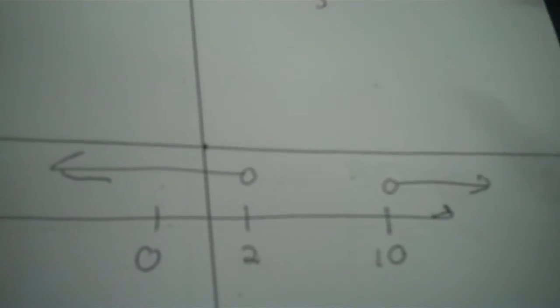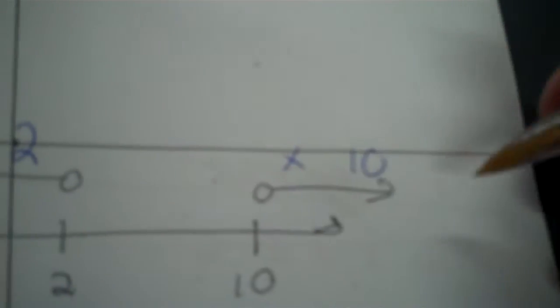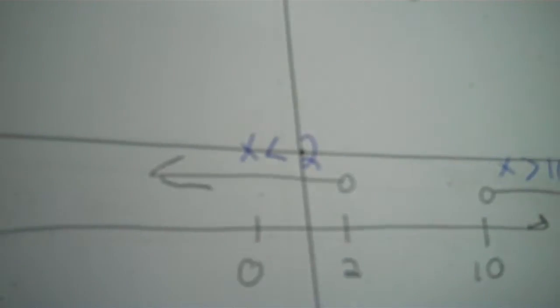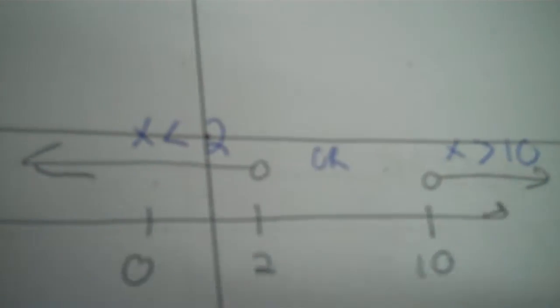Okay, number 4. You got 2 and 10. So you got x with 10 and x with 2. So going this way, it has to eat the x because that's bigger than 10. Going this way, we eat the 2. And then we write or in the middle and they go apart like that. Gotta know the rules. Okay.